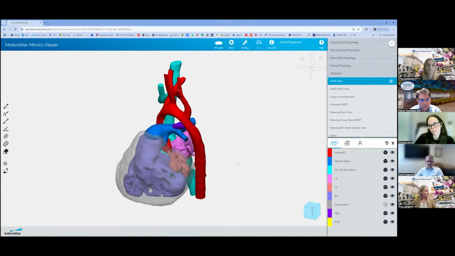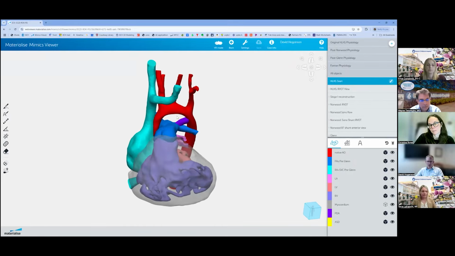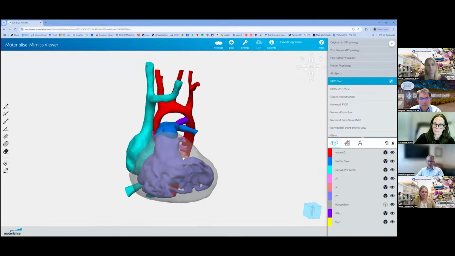And then the aorta is also quite small. And the way the physiology works, as Dr. Ronai highlighted, is that the pulmonary artery connects to the aorta and allows the right ventricle to do some of the work to send the blood to the body. And that's the fetal circulation.